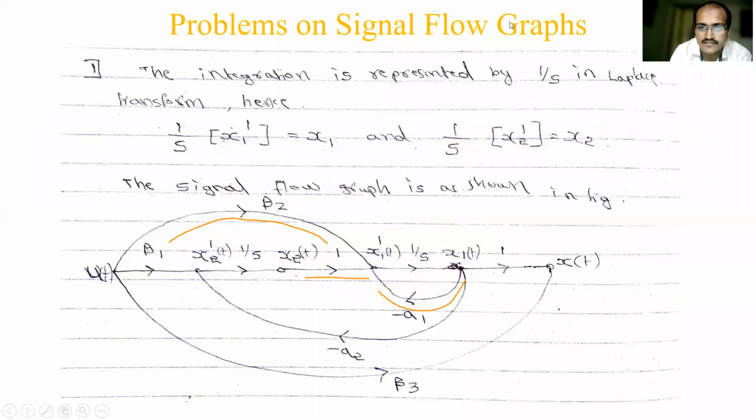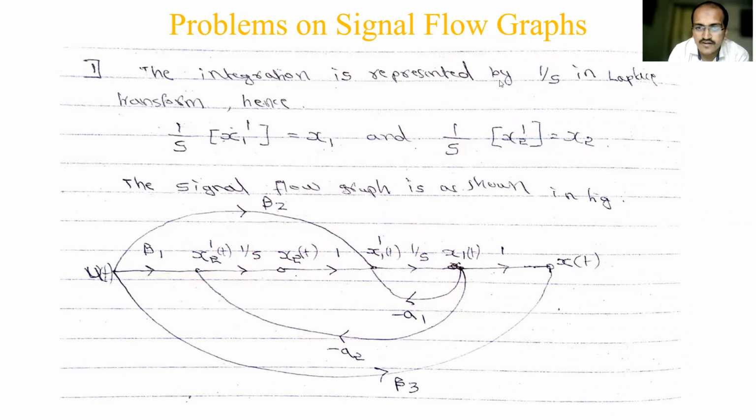Which path? X1 dash to X1, what is the relation? And X2 dash to X2, what is the relation? So this path was missing. To fill that path, this equation was taken. From X1 dash, how you get X1, and from X2 dash, how you get X2. So that is what 1 by S is the factor there. So that's why it is filled over here. Remaining all will come from the equation. Now X2 dash from the equation is beta 1 times U of t plus minus A2 into X1 of t. See here, only two you have.